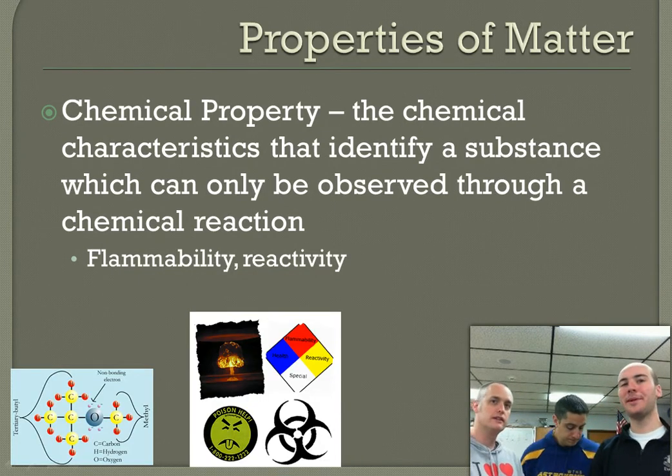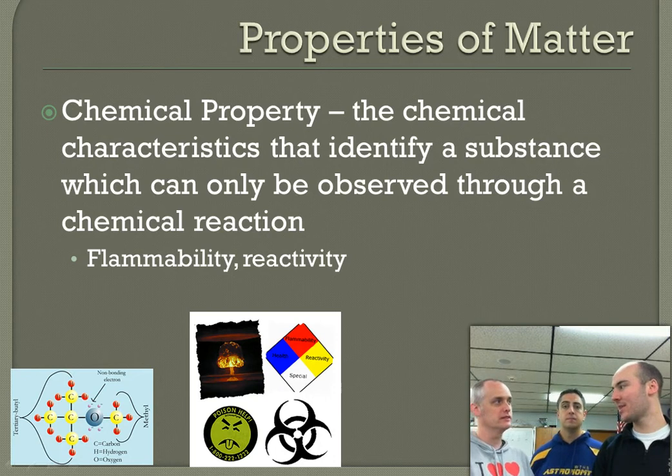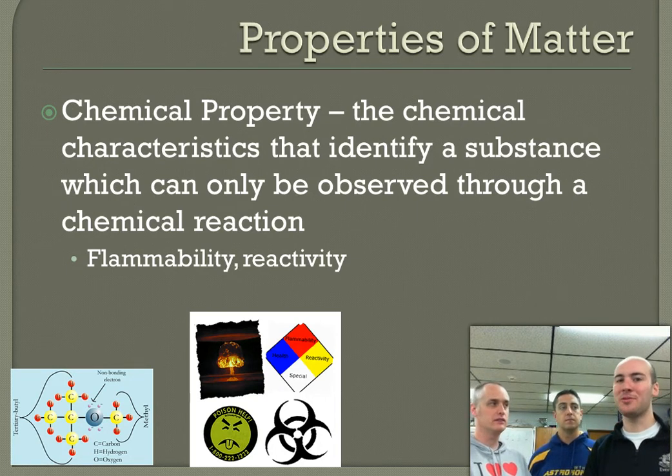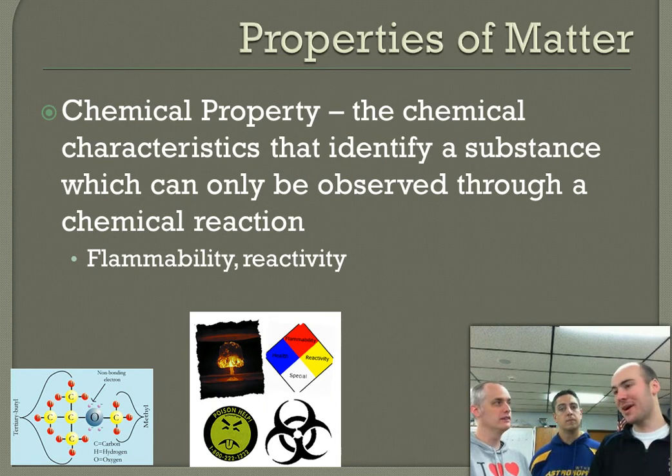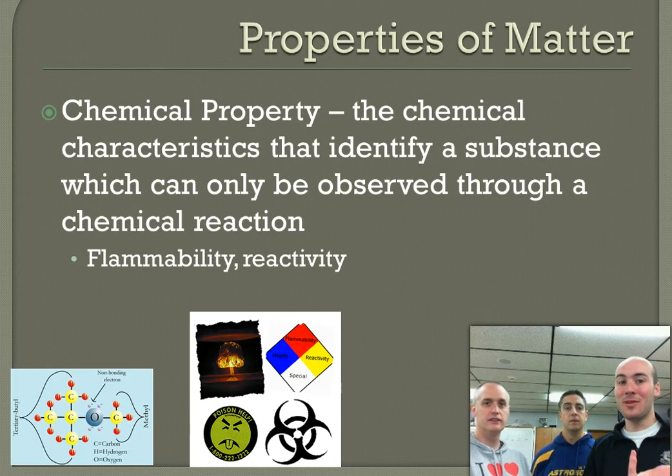Now, chemical properties are characteristics of substances that you can really only observe through a chemical reaction. Some classic ones are how reactive it is and how flammable it is. If you look at that picture, there's that little diamond with all the little colors. You might have seen that at the gas station near propane sitting outside. And what that is showing is chemical properties of the substance.